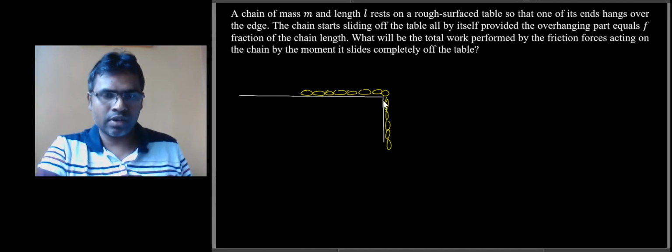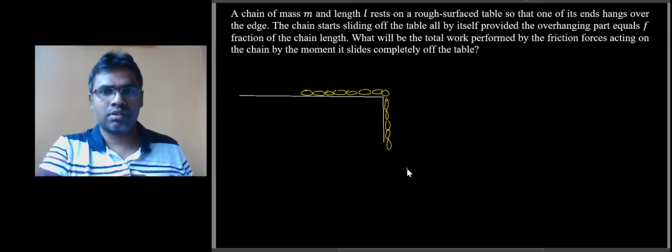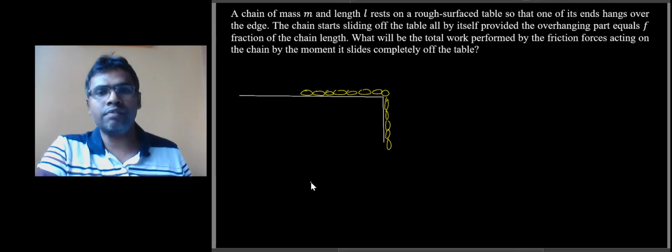if the overhang is slightly greater than f fraction of the length, they're saying that the chain begins to slide off the table. Now the question is, by the time the chain slides off the table, what is the total work done by the friction forces?